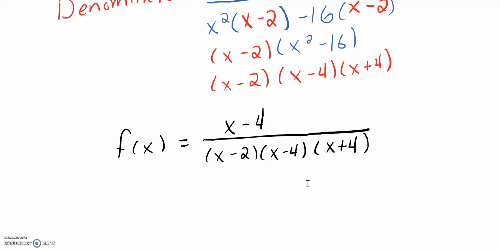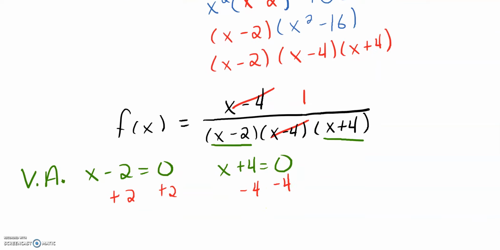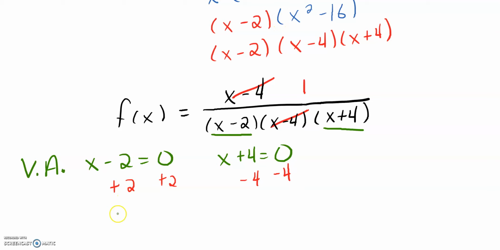Now, we've factored. Our next step is now to simplify. I'm left with a 1 up top, and then this guy cancels as well, or simplifies. So for vertical asymptotes, you're only going to focus on these two. I'm going to focus on x minus 2 equals 0 and x plus 4 equals 0. So I'll add 2, we'll subtract 4, and in our case, our vertical asymptotes will be x equals 2 and x equals negative 4.